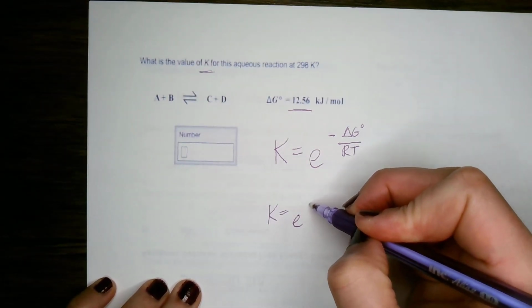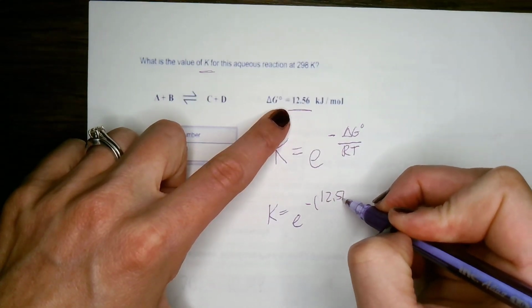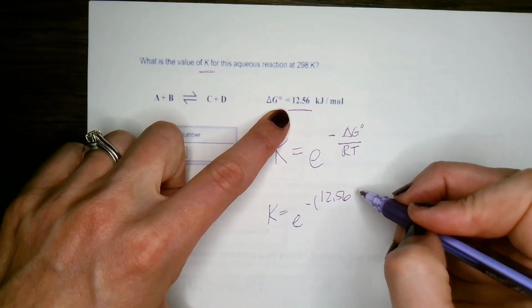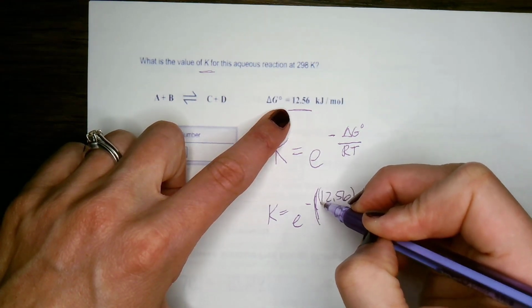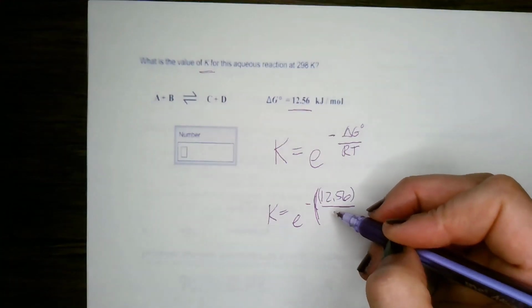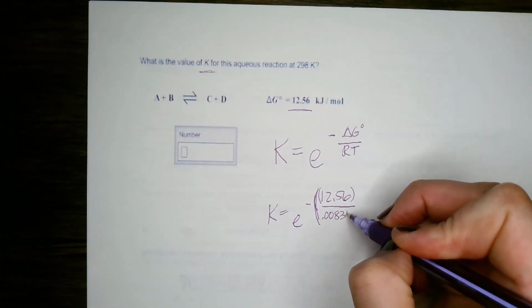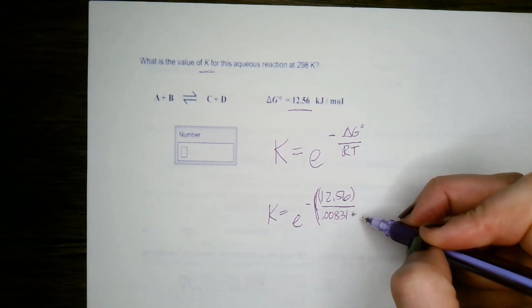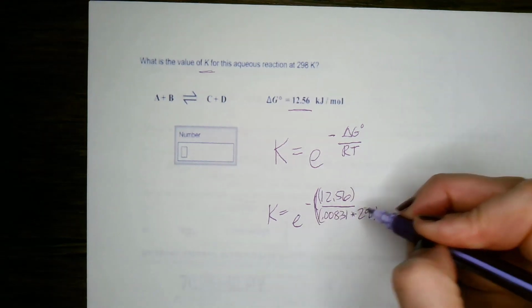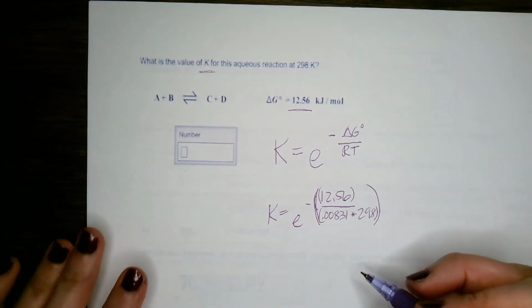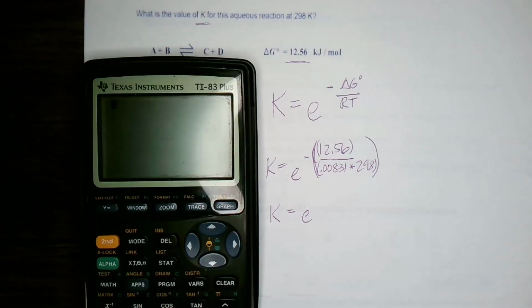All right, so let's plug in what we know. K is equal to e raised to the negative, I'm going to do a big bracket here and then a little bracket, there we go, 12.56 over, we know R is 0.00831 times, we know our temperature is 298 Kelvin. We're going to do that, and then the big bracket.